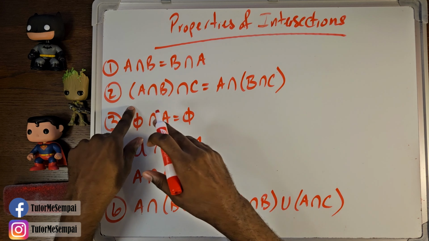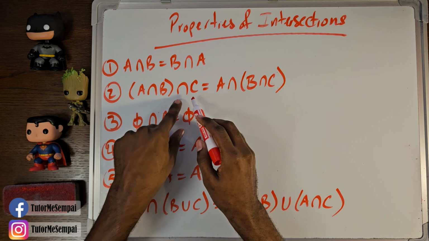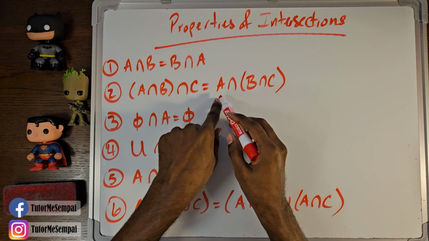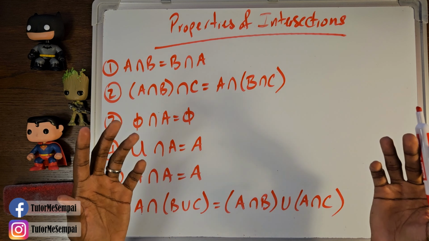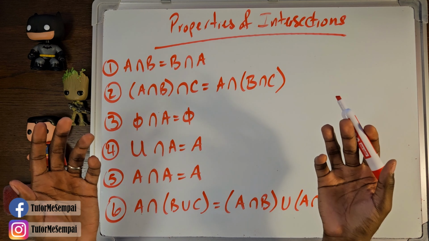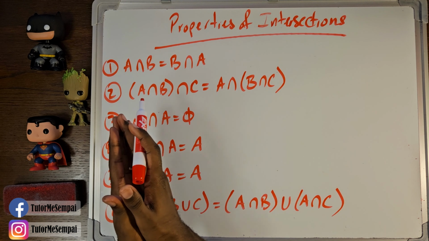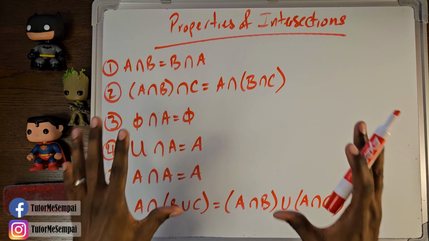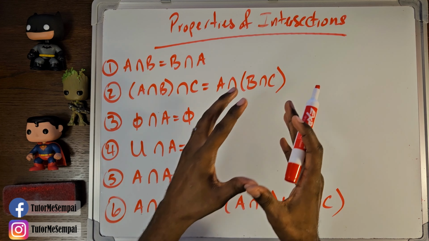And by extension, your second property, in parentheses, A intersect B, intersect C is going to be the same as A intersect, in parentheses, B intersect C. And this is going to be because of the same exact reason. It doesn't matter the order. So you can shift your parentheses however you want. Ultimately, at the end of the day, you're trying to find what's in common with all three sets.